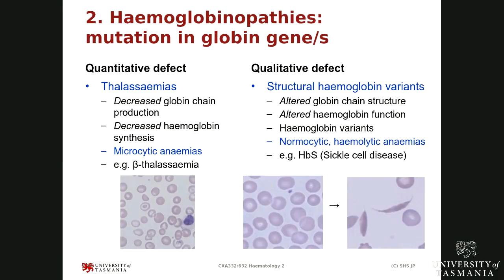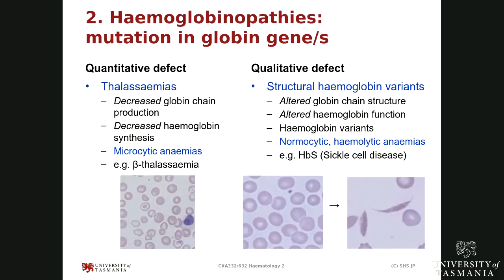The difference between thalassemias and structural hemoglobin variants is quantitative versus qualitative. When we're looking at the thalassemias, all thalassemias have some sort of a quantitative defect in globin chain production. So we've got less globin chain production and therefore less hemoglobin in the erythrocytes, therefore smaller and paler cells. So this is why with the thalassemias we have microcytic anemias.